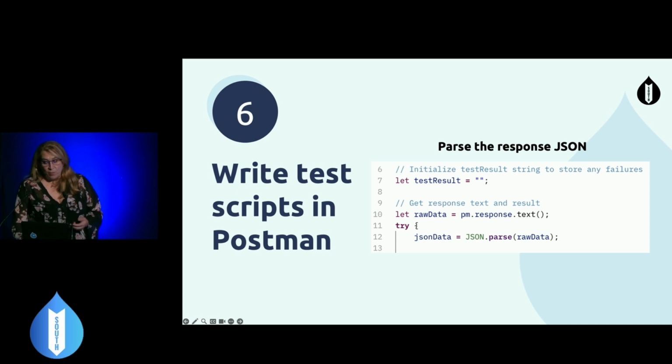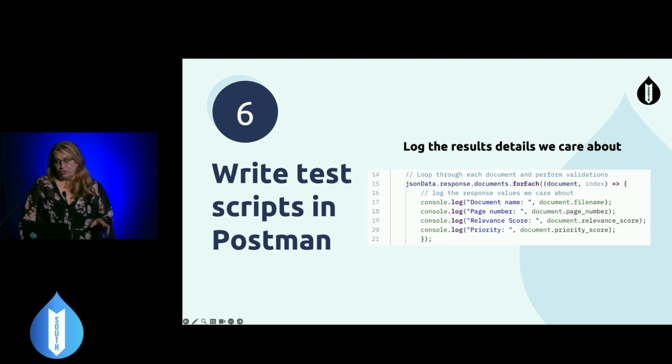To test the response body, we need to parse the JSON raw response text, so we do that with JSON.parse. And then we can work through each document returned in the response and log the things we're testing. For each document, we log the file name, the page number, the relevance score, and the priority. We do this because the AI might have found a better answer to our question in other documents, and we might want to add or update our tests based on this progression of the AI and the growth of our library.